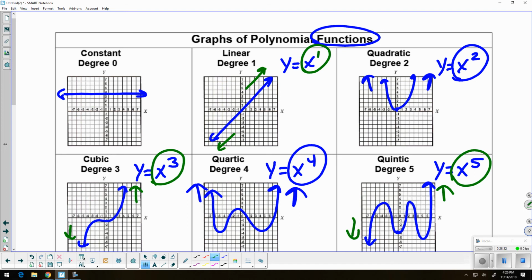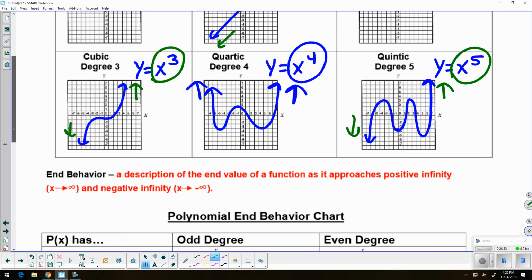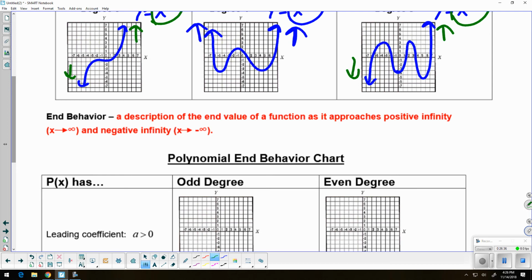Which leads us into this thing called end behavior, which is what I'm trying to illustrate to you up above. It's a description of the end value of a function as it approaches positive infinity and also as it approaches negative infinity.